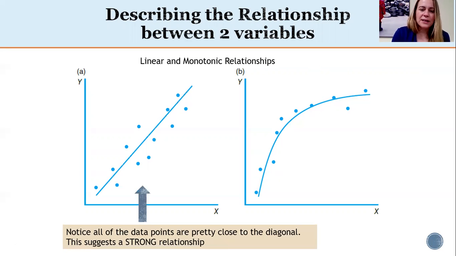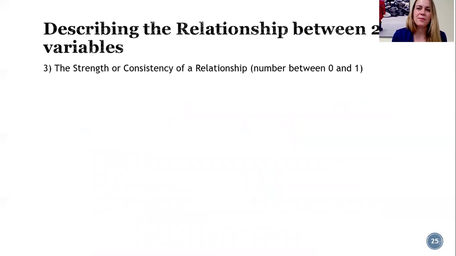So when all the data points are pretty close along a straight line, we've got a linear relationship. And that's what we're going to be talking about mostly when we talk about correlations. You may notice in this plot that all of the data points are pretty close to the diagonal. We don't have any dots that are way over here or way over here. This suggests a strong relationship. And that is the next way that we can describe the relationship between two variables. We can talk about how strong the relationship is, which is another way of saying how consistent that relationship is.